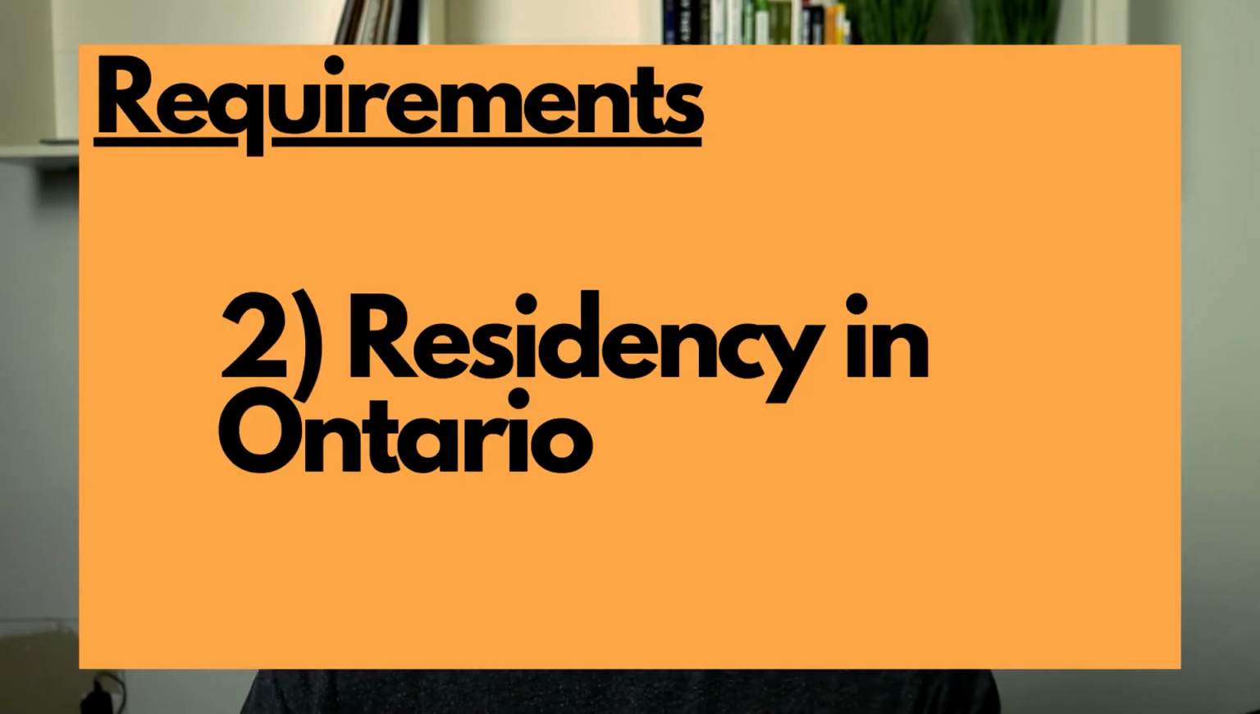The next requirement is residency in Ontario. To fulfill this requirement, you must have lived legally in Ontario for at least 1 year in the last 2 years before applying. It is important to note that this 1 year can be cumulative, so that means that there can be gaps in the time it takes you to achieve those 12 months. They just have to happen in that 2-year period before you apply.